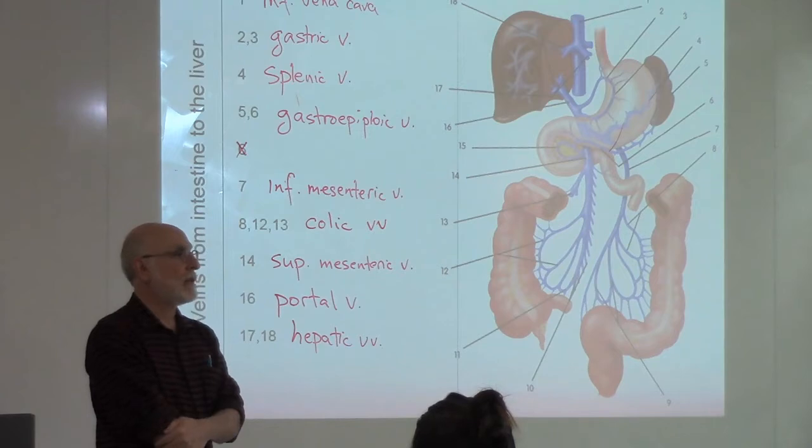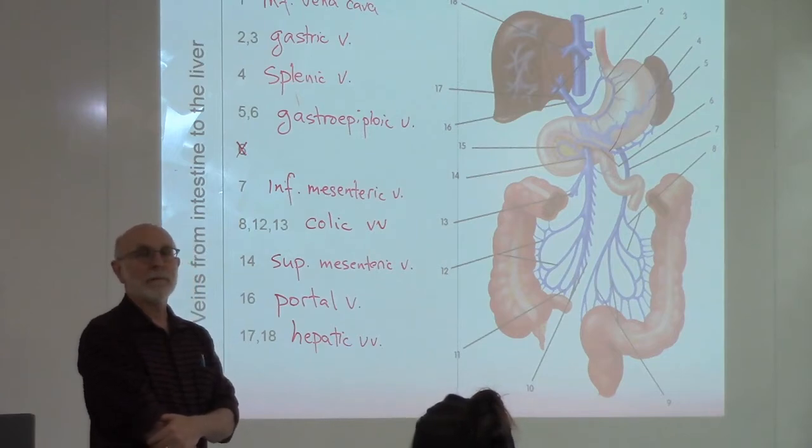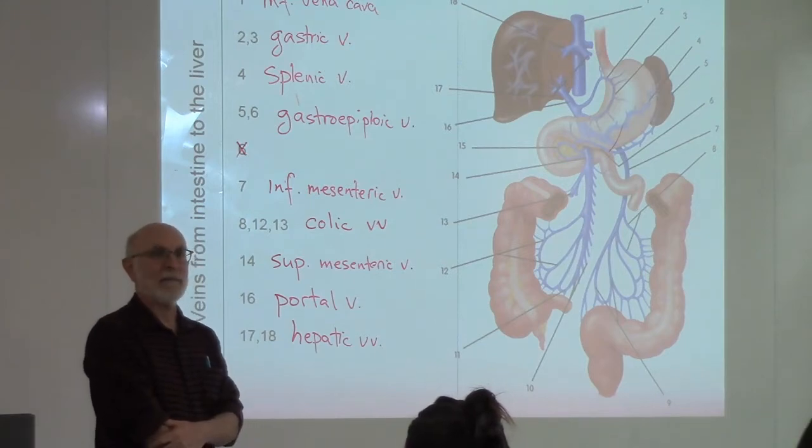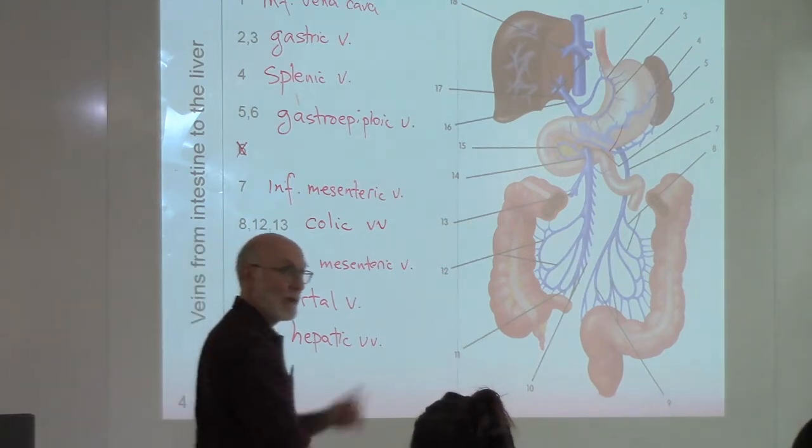What chamber of the heart does the inferior vena cava go to? Right atrium. And now you could be off and running on cardiac anatomy. Questions?